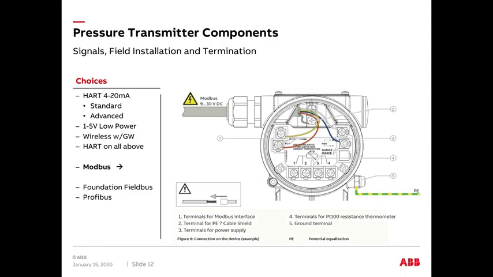Some of the very common ones that you'll see are a HART 4 to 20 milliamp. ABB offers standard and advanced. So if you have a simpler application, standard is an easy setup. With the advanced, you can get into more of the applications that I was talking about, like level measurement. The 1 to 5 volt low power is another analog signal that we offer, if you're out in a remote application with a battery and solar panel, or somewhere you need low power.